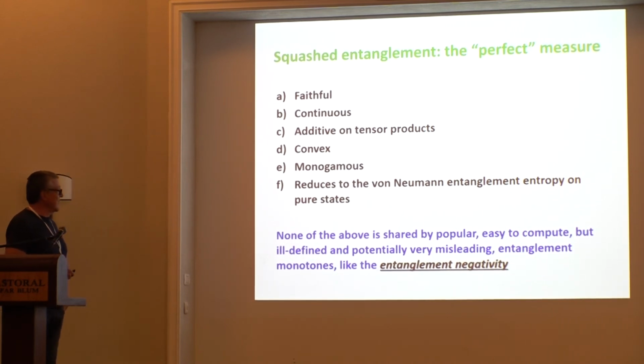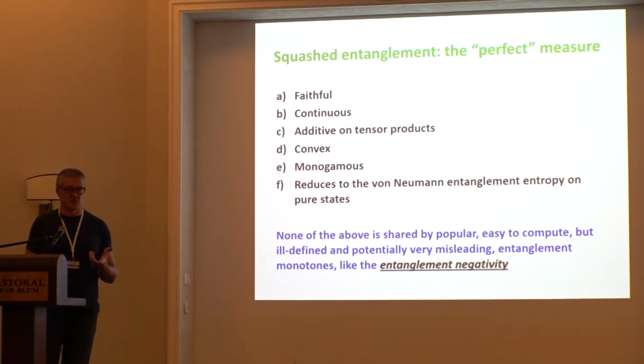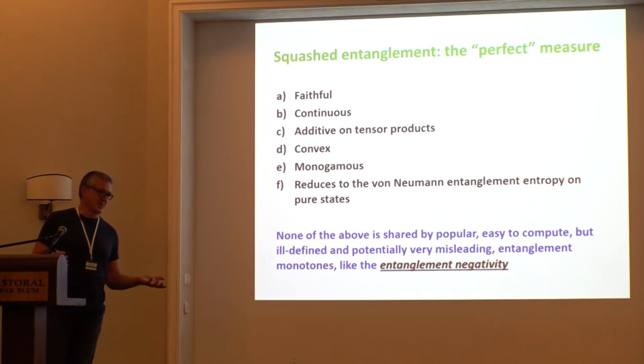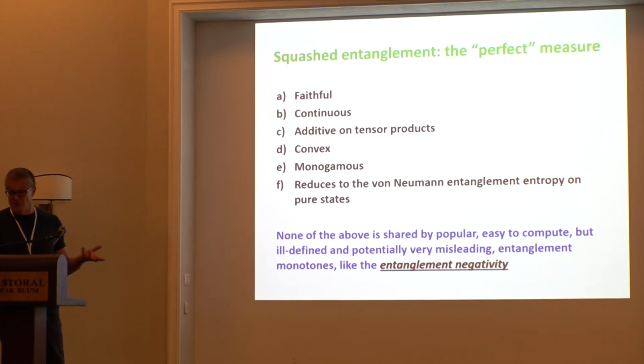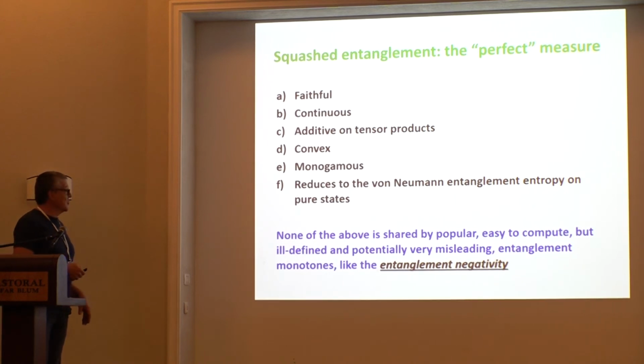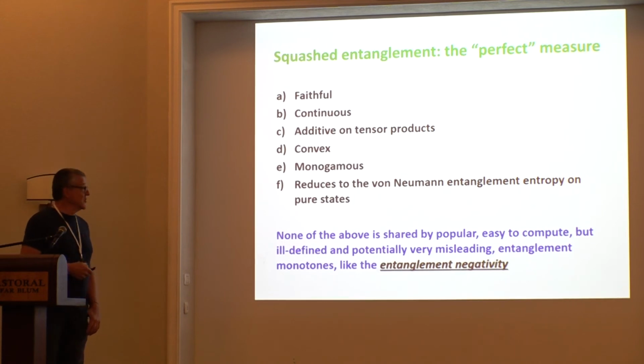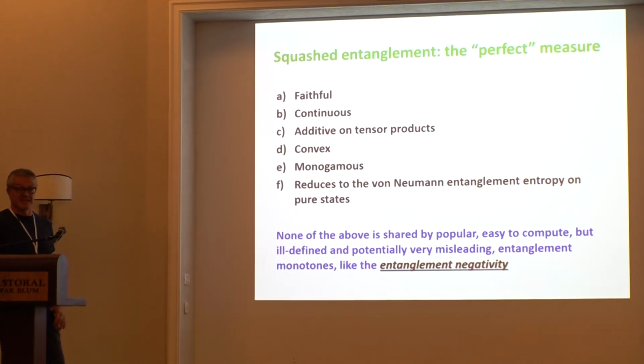And finally, the last one is also extremely important. What is the measure we use for entanglement on pure states? Always the von Neumann entropy, because it's so obvious that it's the right measure. And it's called a unique entanglement measure for pure states. Many measures do reduce to the von Neumann entropy on pure states, including the squashed entanglement. The negativity, again, no. Okay.